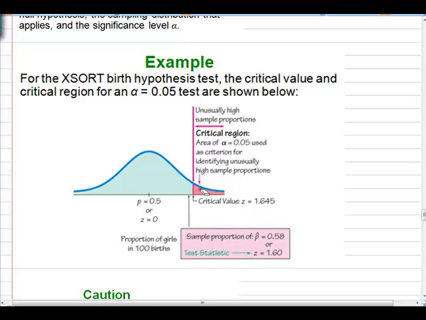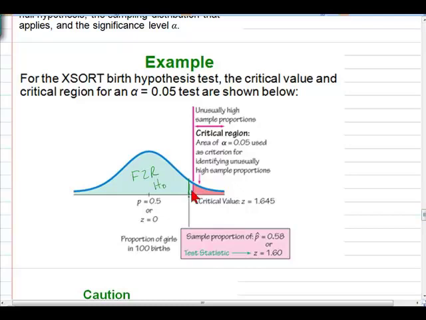That means this critical region here is 5% of the area under the curve. When we did the test of hypothesis, using the information provided about the 58 girls out of 100 births, we ended up with a test statistic of 1.60. 1.6 is right here, which means that our test statistic fell in the clear. This is the region where we failed to reject the null hypothesis. So that would be our conclusion with that example for the XOR gender selection technique. We conclude that there's not really any difference between using the XOR method and nature.